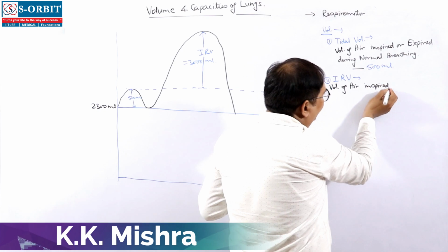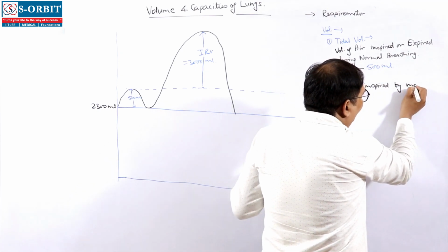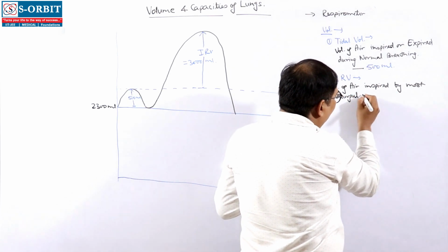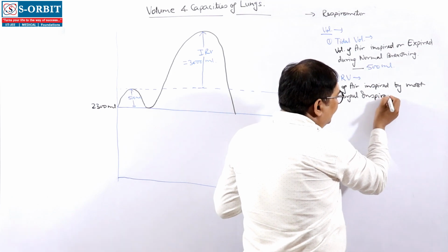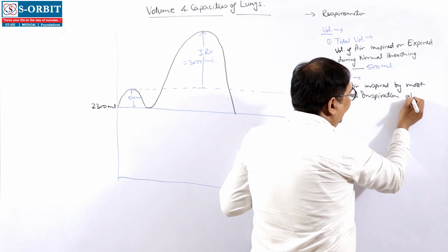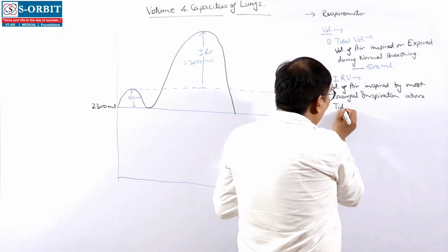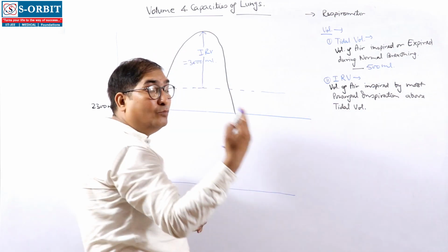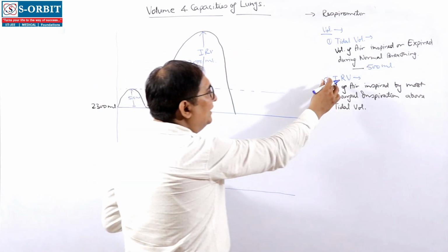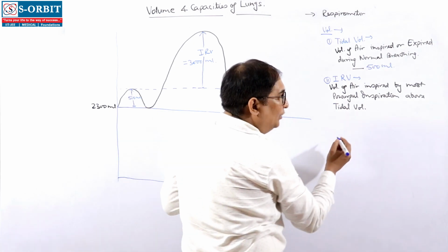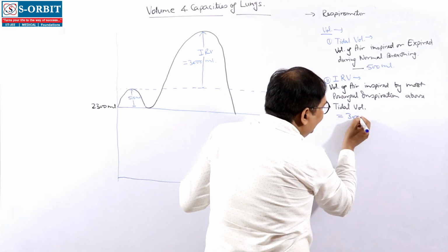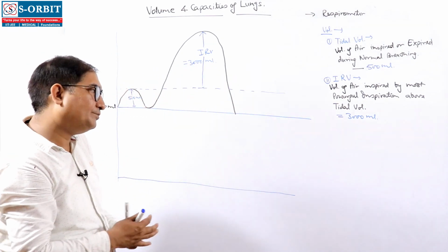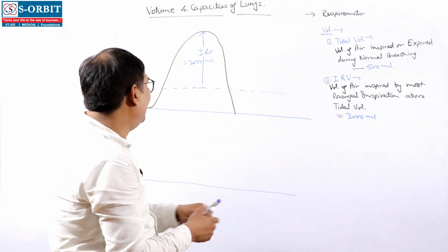So inspiratory reserve volume is the volume of air inspired by most powerful inspiration above tidal volume. Whatever inspiration we do above tidal volume by most powerful inspiration, it comes under inspiratory reserve volume. It is about 3000 ml. Actually, it is about 2000 to 3000 ml, but we'll take it as 3000 ml.